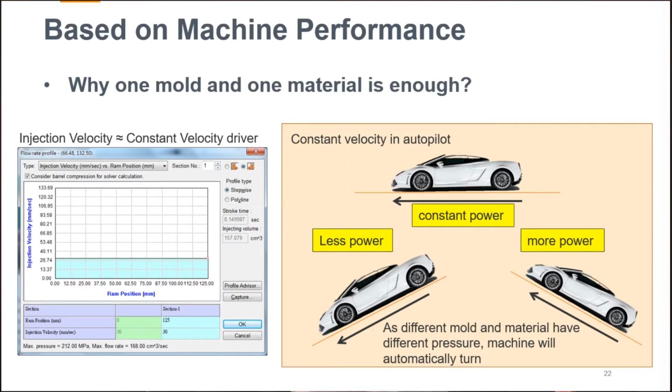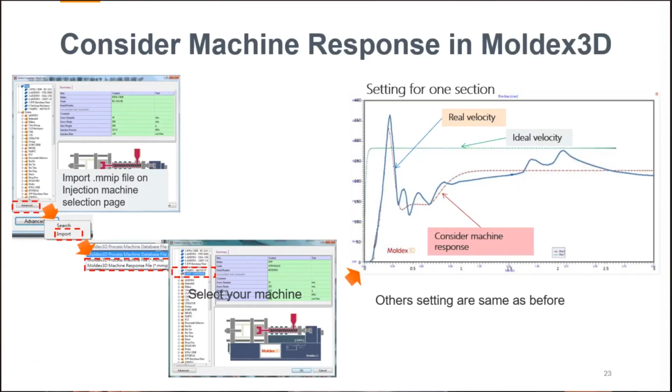So we don't have to run experiments with a lot of different molds and materials, because under different conditions, our machine will automatically adjust itself to fit different molds and materials. Okay, and another question the customer might ask is, how can I use this MMIP file in my simulation software to consider machine response? How can I use it in Moldex3D?